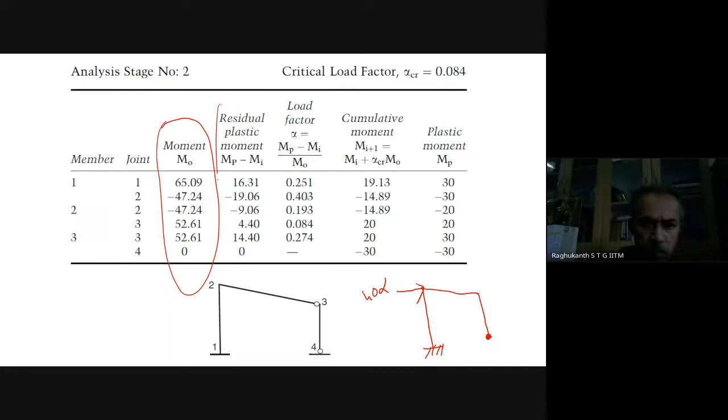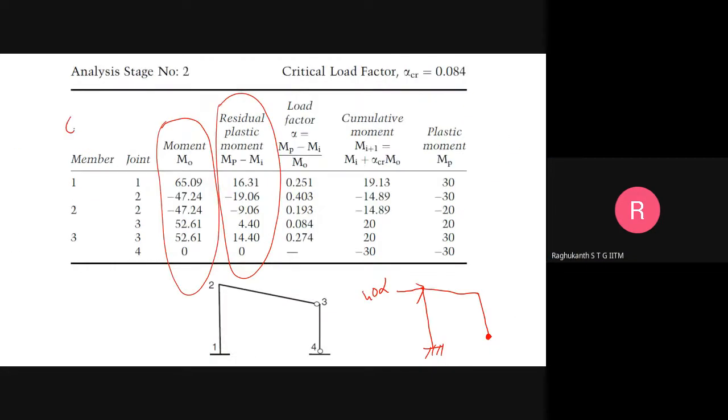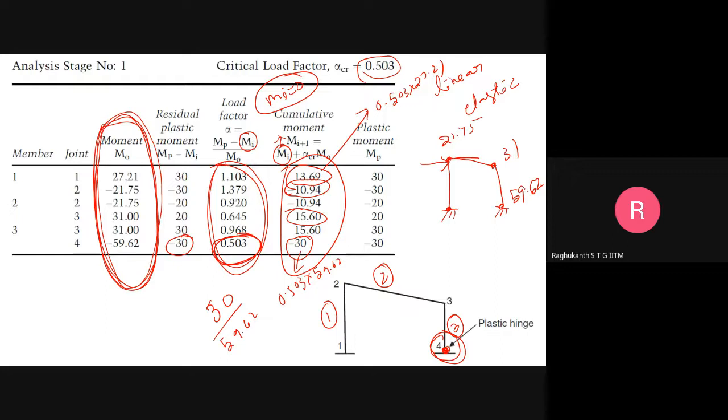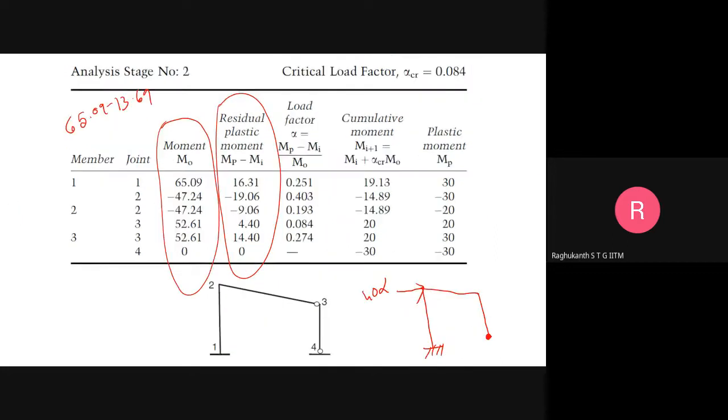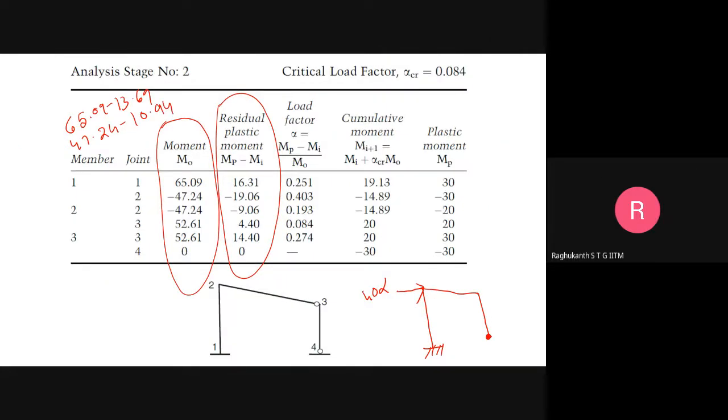Now you find out the residual plastic moment, that is MP minus MI. So that means 65.09 minus 13.69 actually, which comes from the previous analysis. Now for this one, say 10.94 is there. So this also you substitute. So now 47.24 minus the 10.94, the previous moments. So now you subtract this one. So these are the residual moments actually.